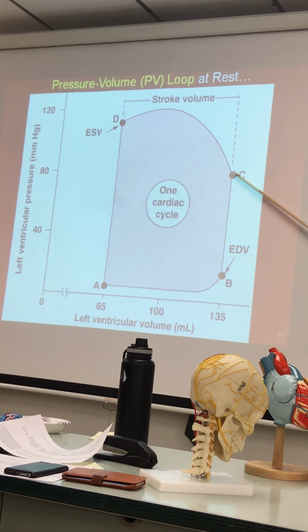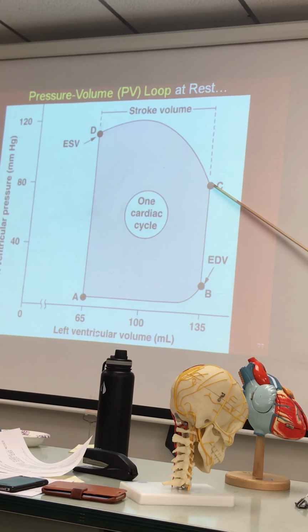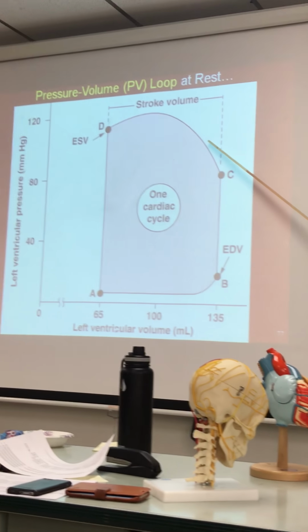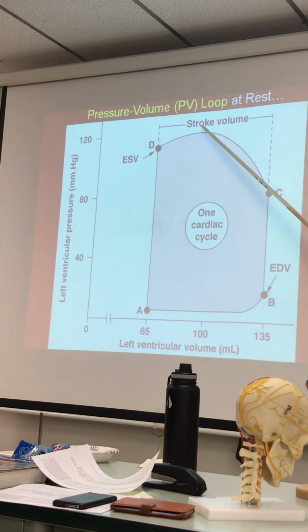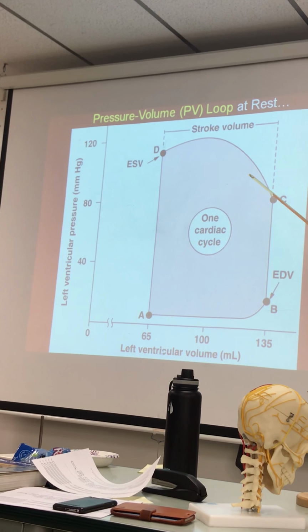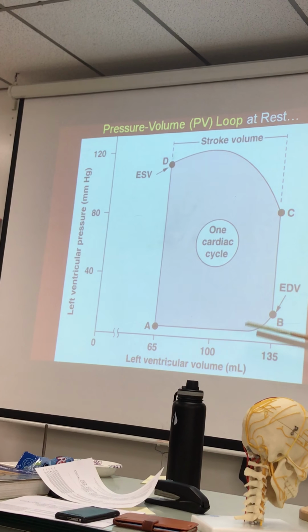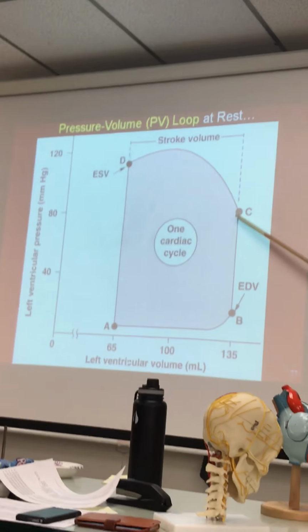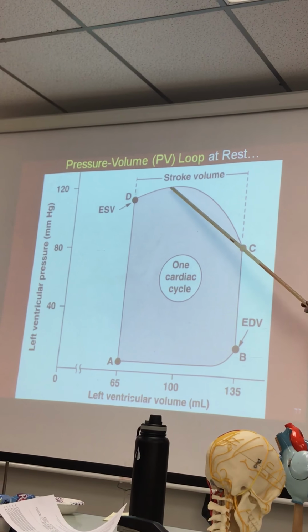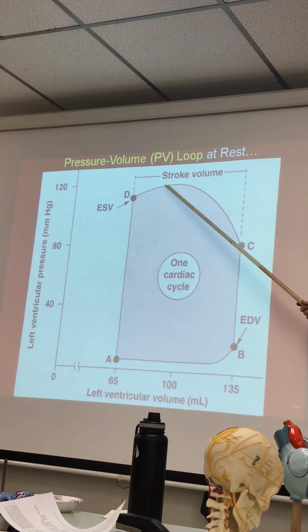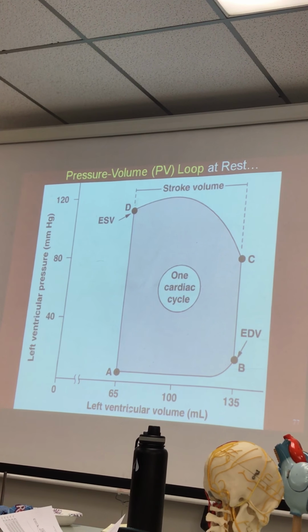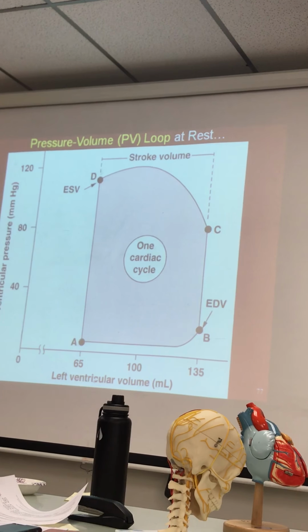Ends at C when the semilunar valve opens, because ventricular pressure is now greater than aortic pressure. We see volume going down, right? So just think of the x-axis as we go from right to left. Volume is going down, and pressure is going up. The fact that the pressure is still going up tells you we're still in systole, right? And the fact that the volume is going down tells you we're ejecting blood. So this is the ejection phase from C to D.